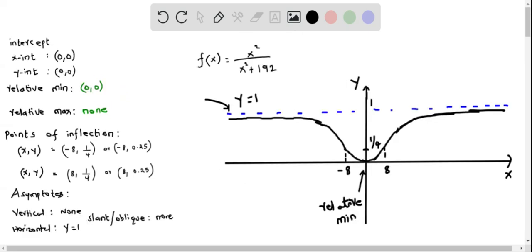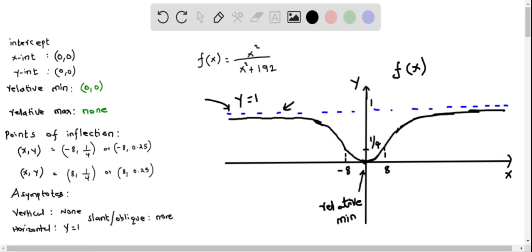Okay, now that we have analyzed the function f of x, we can draw its graph. So here I have drawn the graph of f of x. I have drawn this horizontal asymptote y equals 1, and I have also drawn the graph such that it has a relative minimum at the origin 0 comma 0. Also the x and y intercept is 0 comma 0. And so we have a horizontal asymptote y equal to 1. This means we draw the graph so that it approaches this line y equal to 1 as x goes to positive or negative infinity.